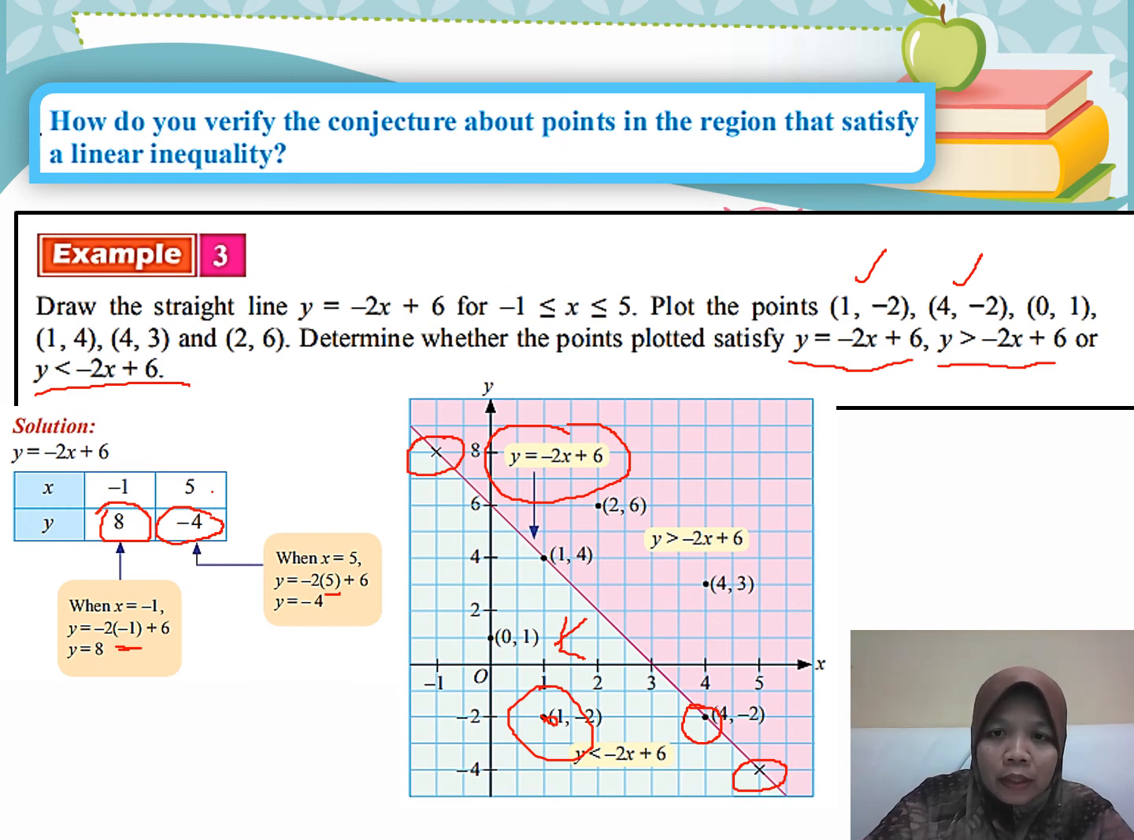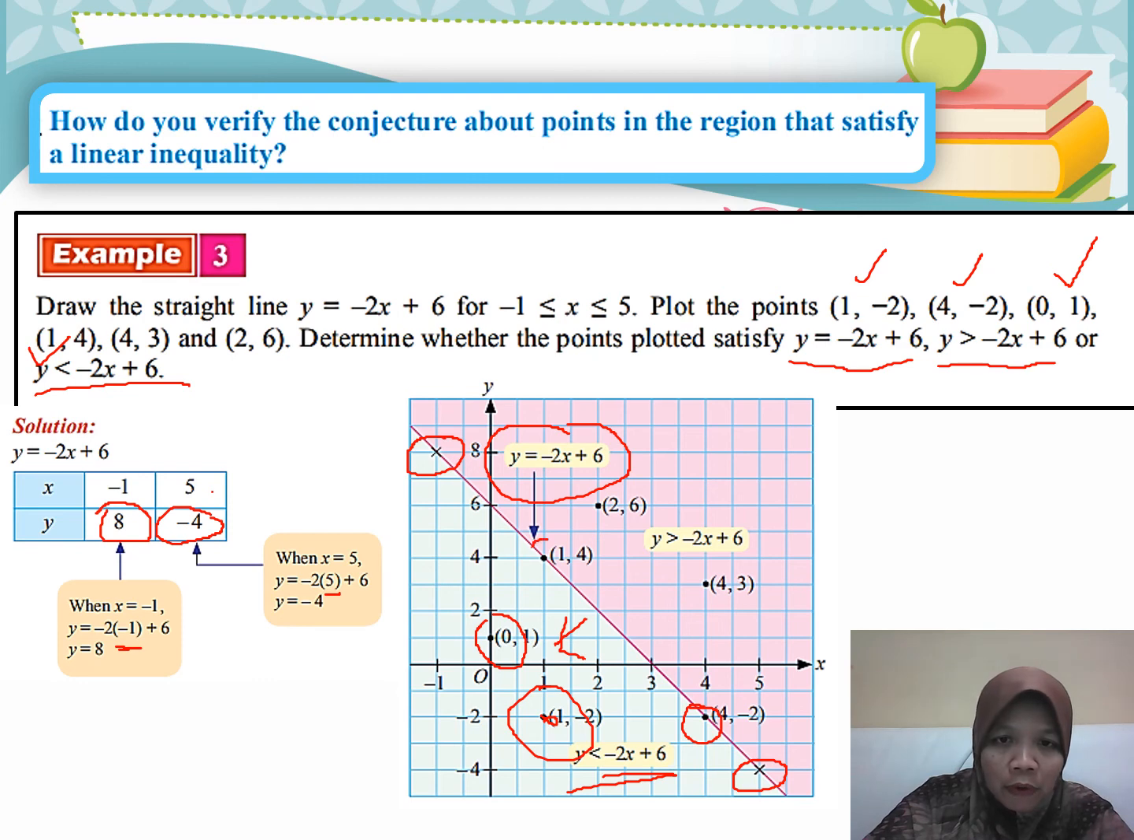Next, the third point, 0, 1. Where is the point 0, 1? Here. This point is below the line. So we know that this point satisfies the inequality y less than negative 2x plus 6. Then the fourth point, 1, 4, we can check here.